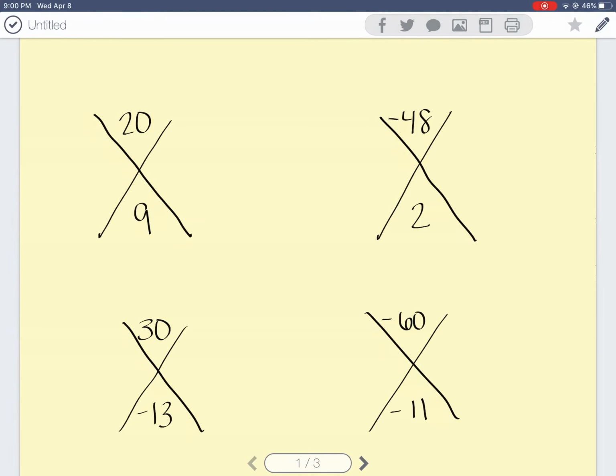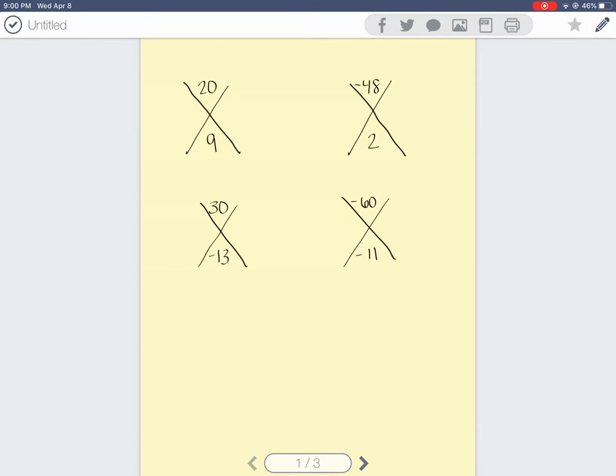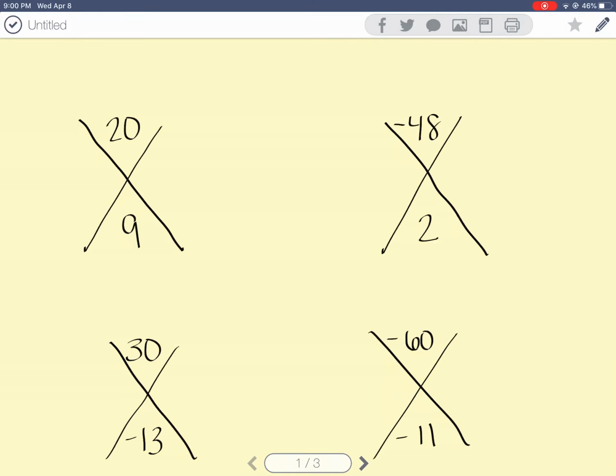Hey guys, we are going to get into the next section, which is 7.5, I believe. Let me go ahead and double check that. Yep, it is 7.5 on factoring.